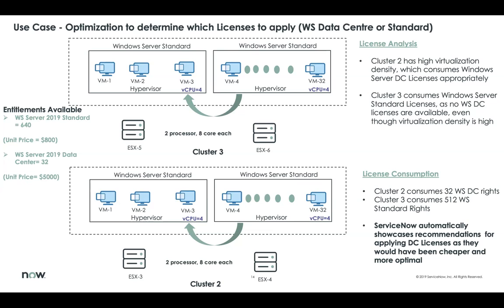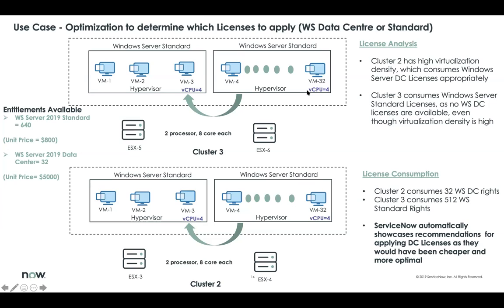As you can see, cluster 2 has Windows Server Standard running, and there are about 32 VMs running on it. Data center licenses will be consumed, right? And as data center licenses are 32, and we license the host 16 and 16, this will allow for unlimited virtualization to be applied. That means that any number of VMs can now run on it. So this cluster gets licensed fully.